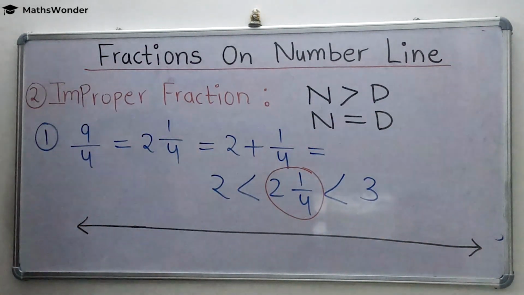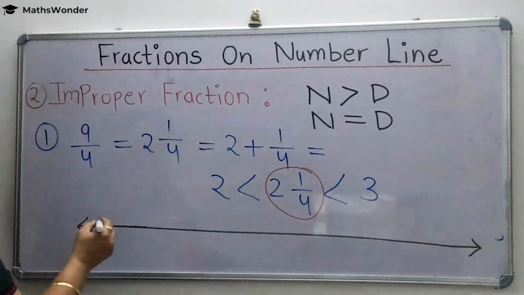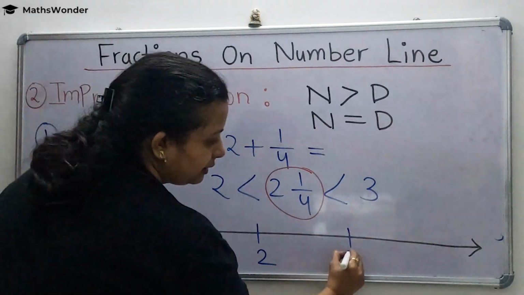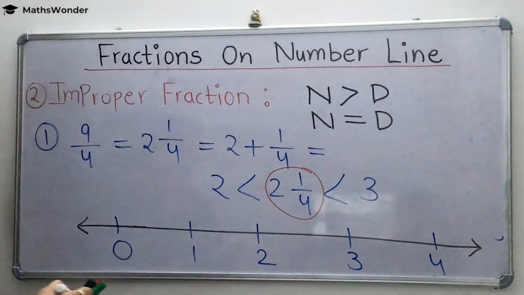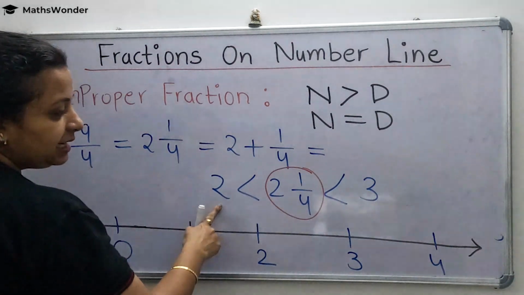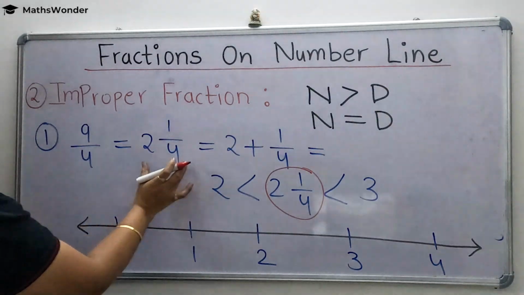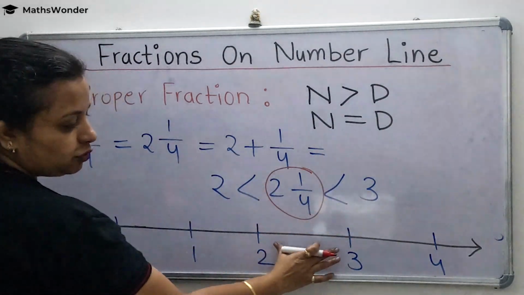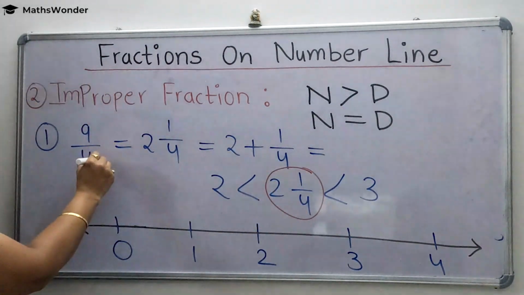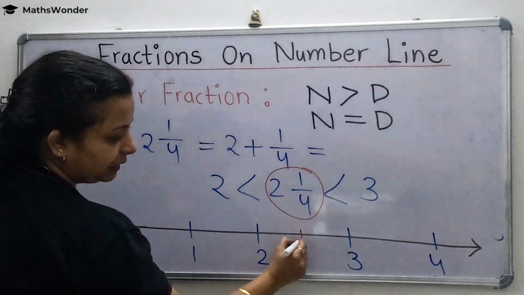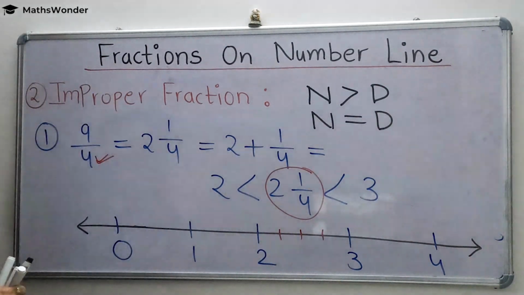So this is the number line. Here is 0, 1, 2, 3, 4. As we can see, 2 and 3 means this fraction 9/4 or 2 1/4 will lie between 2 and 3. So we will look at only this part. Now check the denominator. What is the denominator? 4. So you will make 4 equal parts between 2 and 3. Now start with the 2.